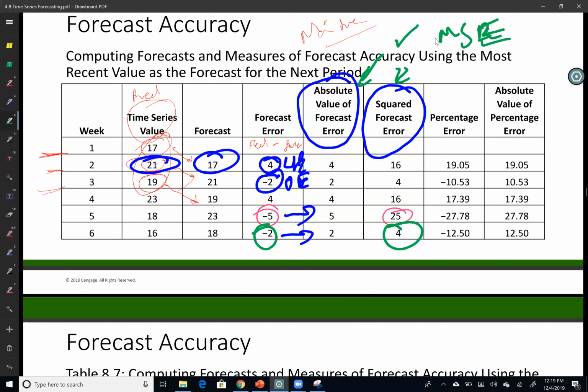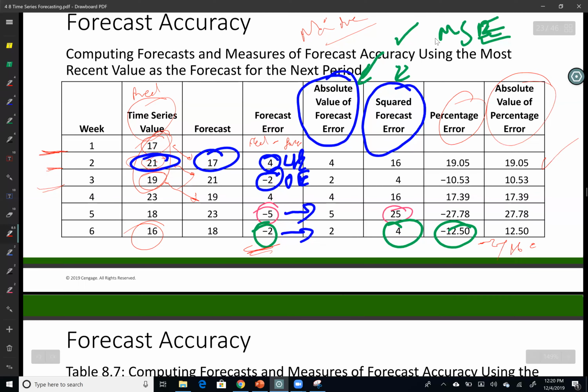A percent error is very beautiful. What you do here is that you divide your error by the reality. For example, how did I calculate this? This number right here could be calculated by looking at the error, which is -2, divided by the real sales, which is 16. And -2 divided by 16 will give you -12.5%, or in other words, -0.125. And if you take the absolute value of those percent errors, you can average them out without positive and negative numbers canceling each other out.